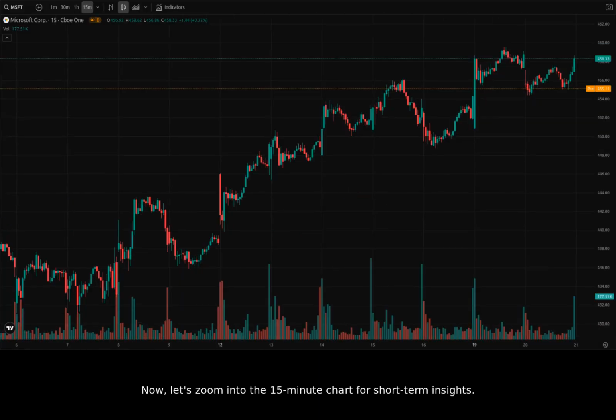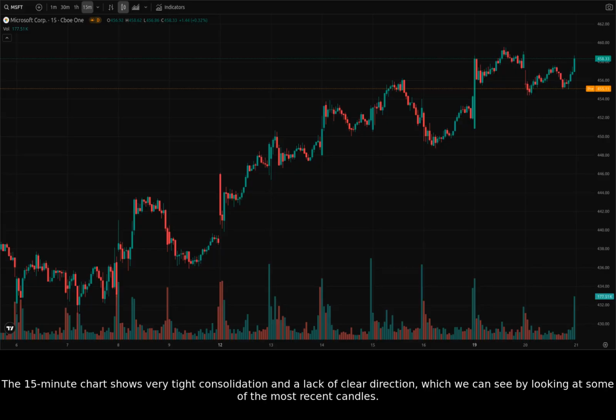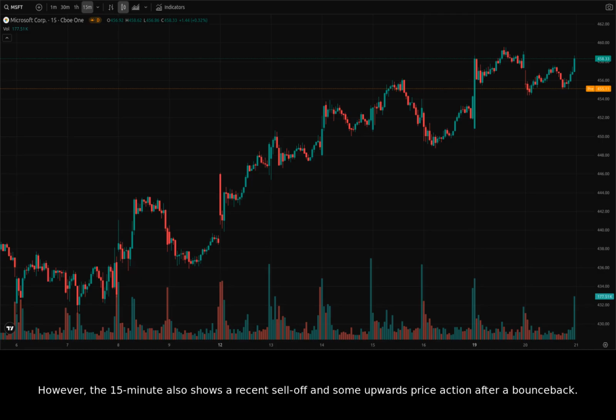Now, let's zoom into the 15-minute chart for short-term insights. The 15-minute chart shows very tight consolidation and a lack of clear direction, which we can see by looking at some of the most recent candles. However, the 15-minute also shows a recent sell-off and some upwards price action after a bounce back. If we focus on what has happened today, we could infer that this may continue upwards.